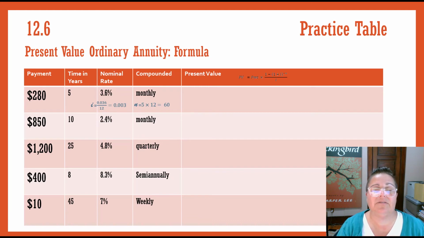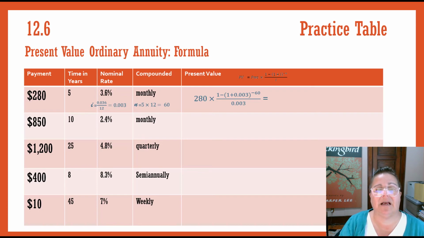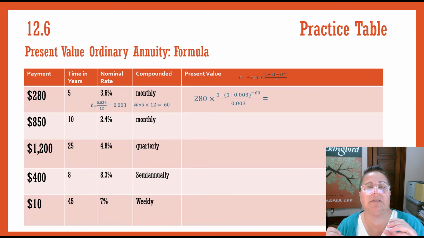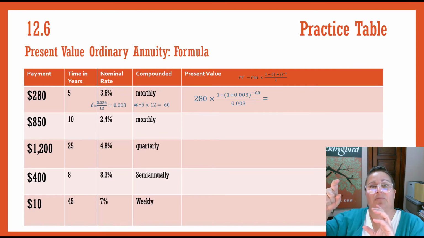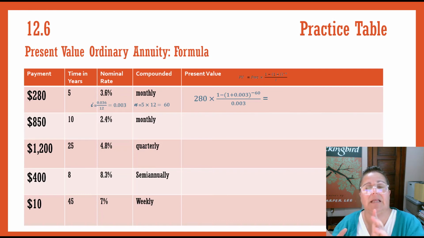So our present value, the amount of money that needs to be deposited today, would be found by taking 280 times 1 minus, and then in parentheses 1 plus 0.003 to the negative 60th. So you want to do that part first, the 1 plus 0.003 to the negative 60th power. Got that number? Now do 1 minus that number.